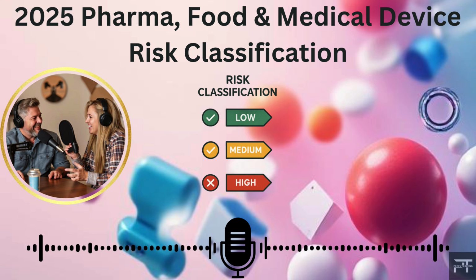These systems can analyze huge amounts of data really fast, way faster than humans, and spot subtle patterns that might indicate contamination, defects, or potential problems for consumers. And often they can do this before those issues become major problems. Wow, it's like having a super smart early warning system.